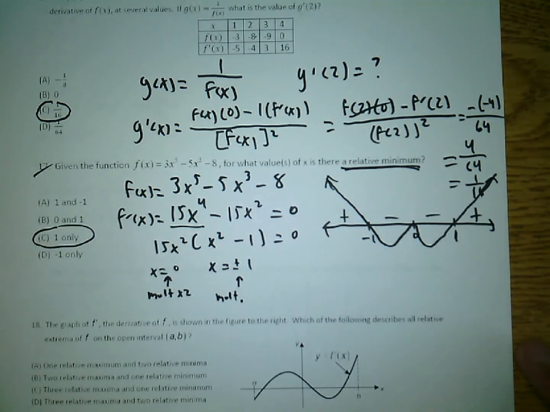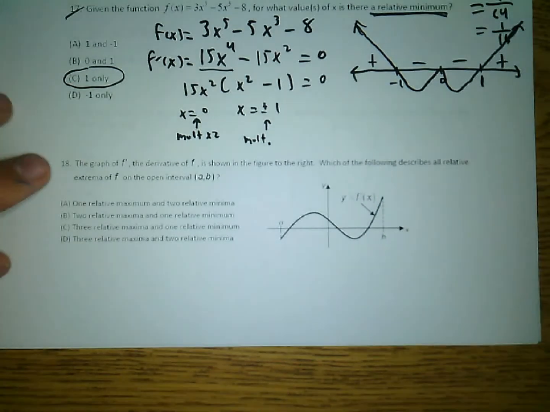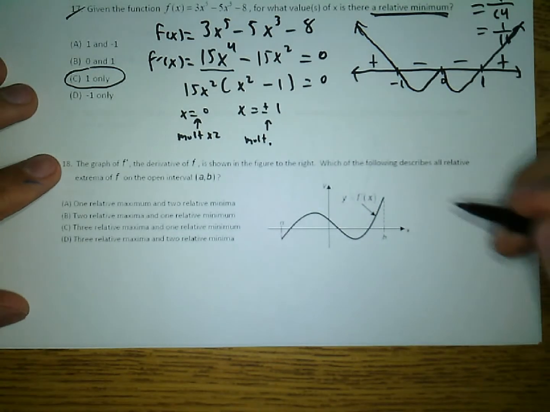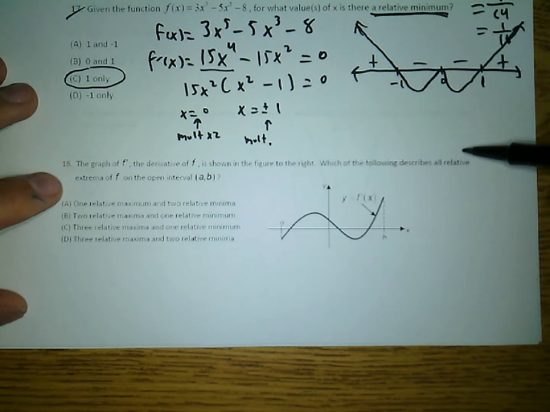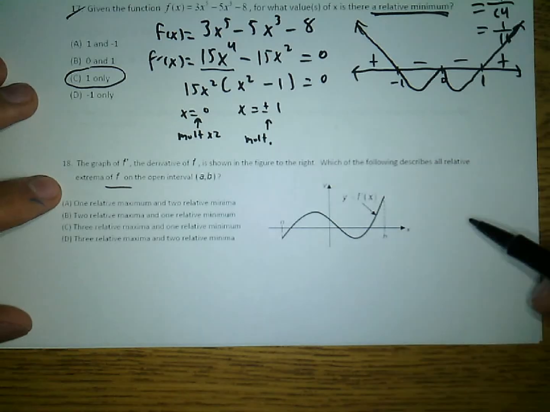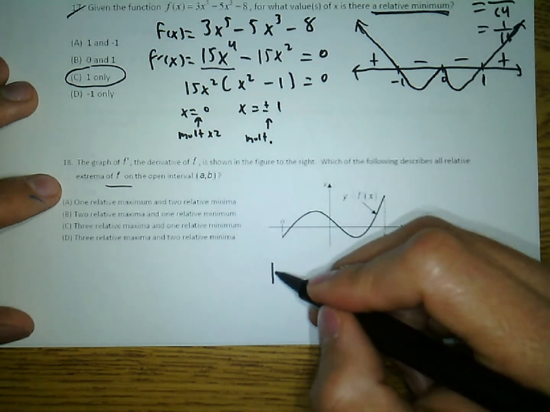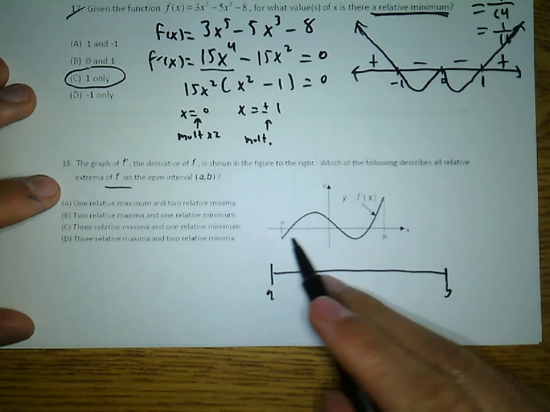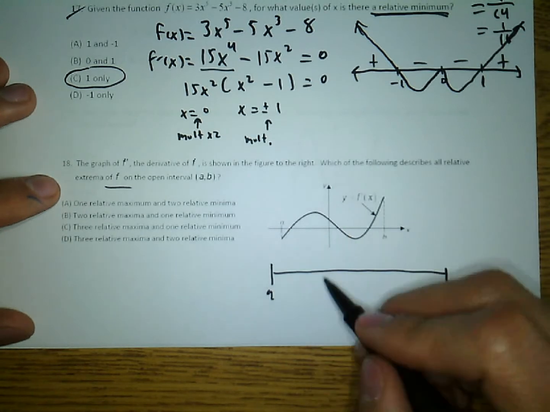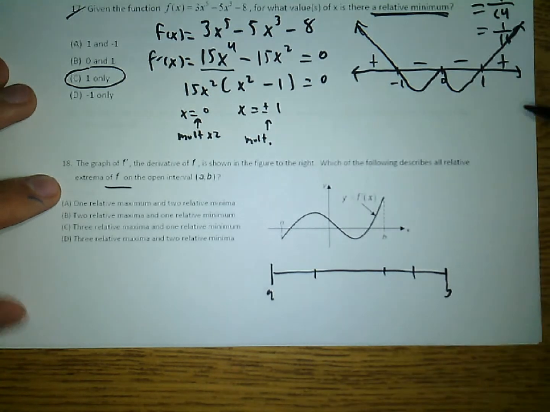Okay? All right, question 18. The graph of f prime, so this is very important, this is f prime. The derivative is shown in the figure. Which of the following describes the relative extrema of f? Okay, so I don't know values, but here's what I know. If I make a number line of this, okay, so here's A, and here's B. Notice that I have 1, 2, 3 places where I have zeros. I don't know what they are, but here's what I do know.